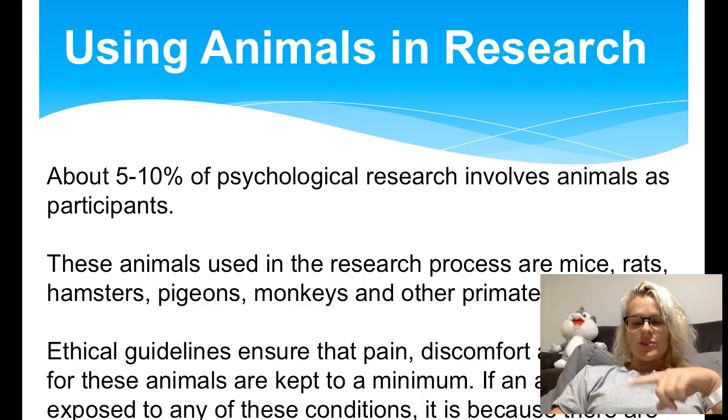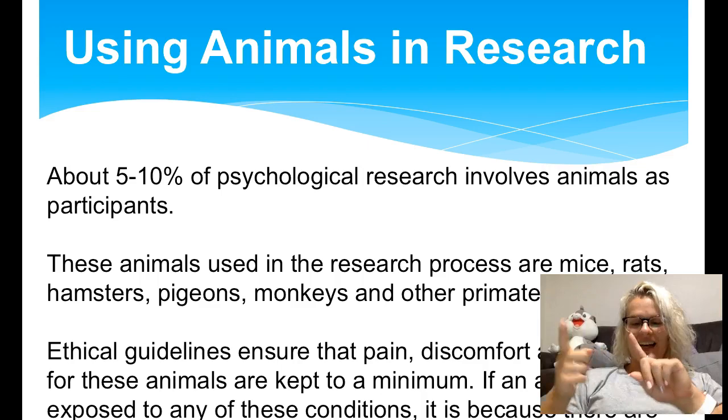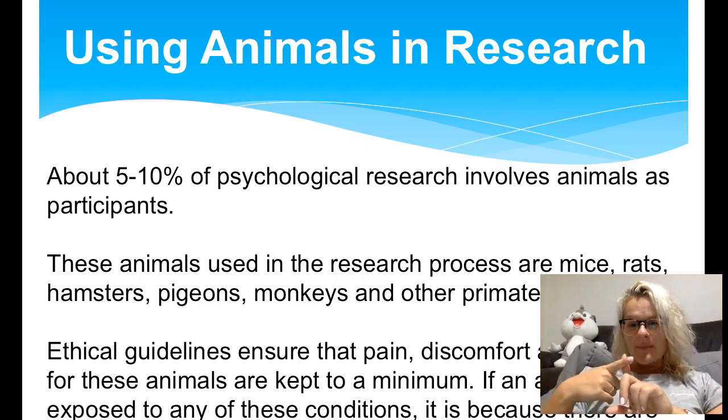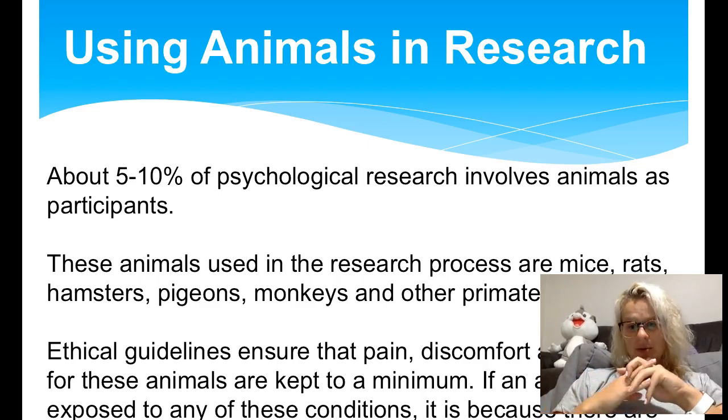So ways that you do this is by providing a comfortable sleeping place with shelter, providing enough food, providing enough water, and making sure that the animal is comfortable. If there is any pain, we need to keep that to a minimum.